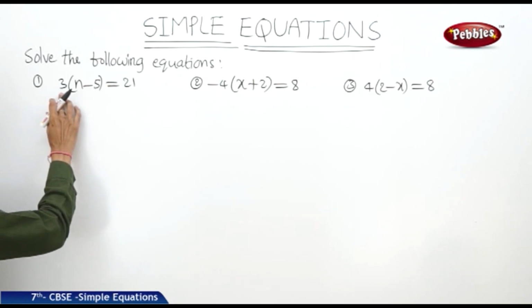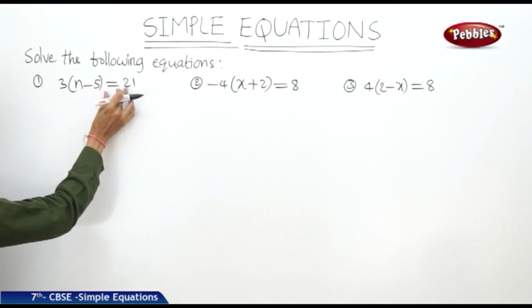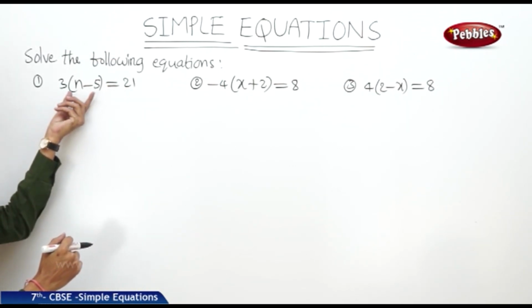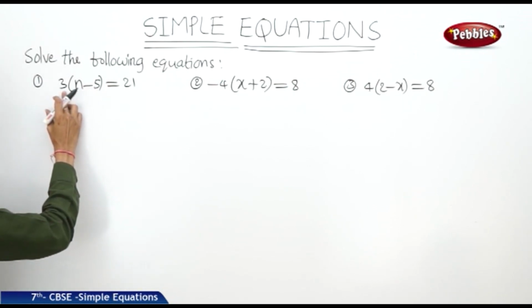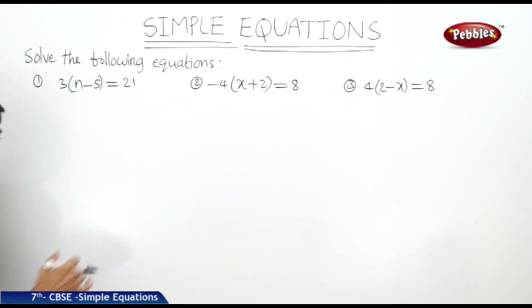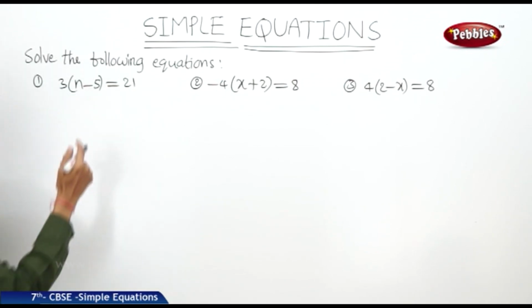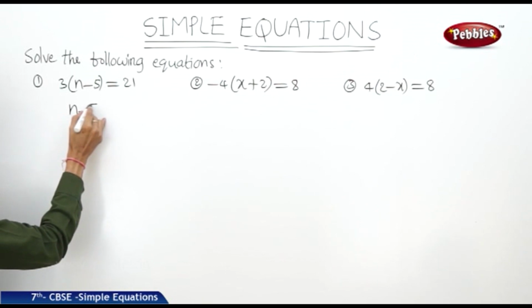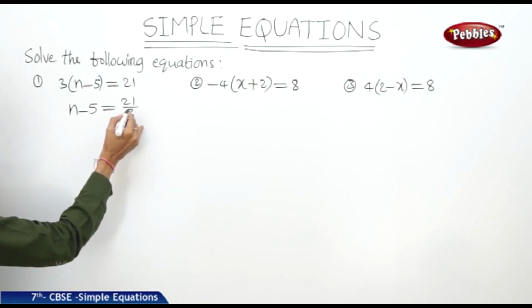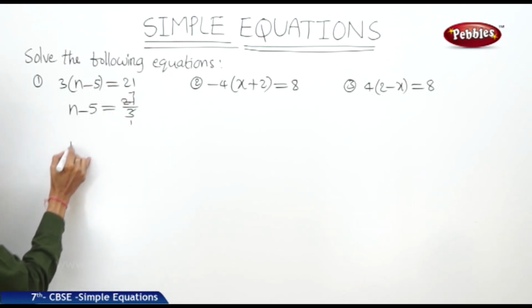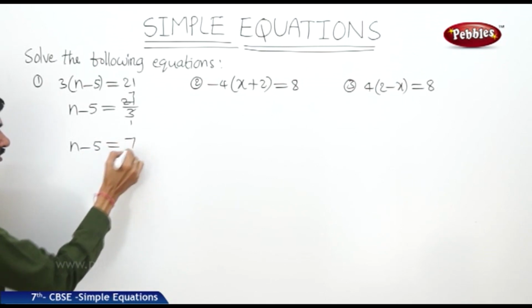The first one is 3 of n minus 5 equals 21. So here the n minus 5 is multiplied by 3. When you transpose multiplication by 3 to the RHS, it becomes divided by 3. So then we get n minus 5 equals 21 by 3. Here we can cancel: 3 1s are 3 and 3 7s are 21. So then n minus 5 equals 7.